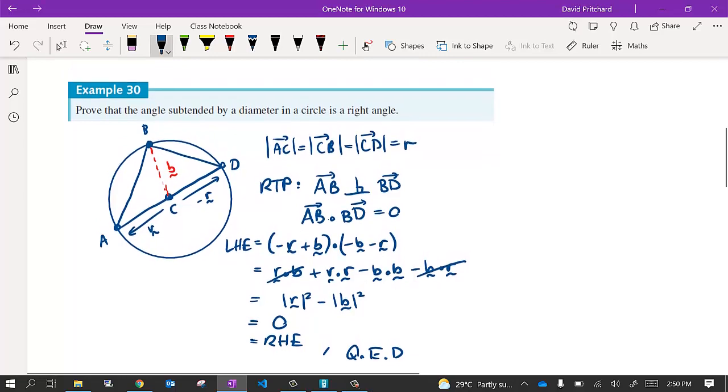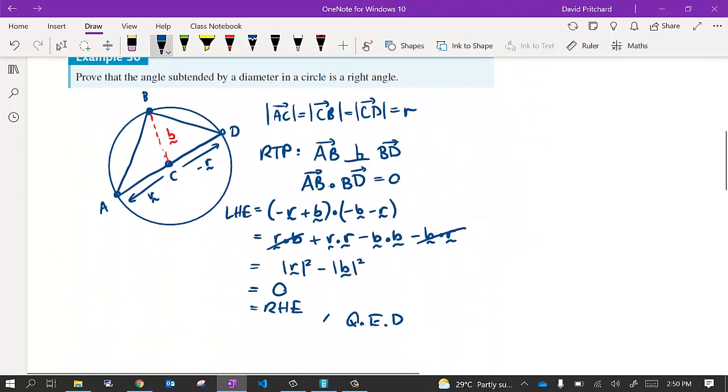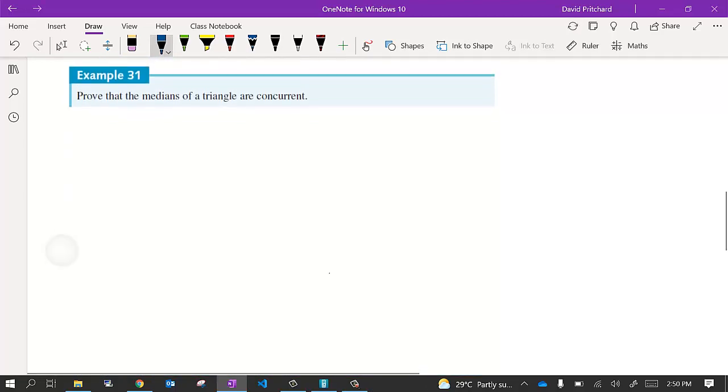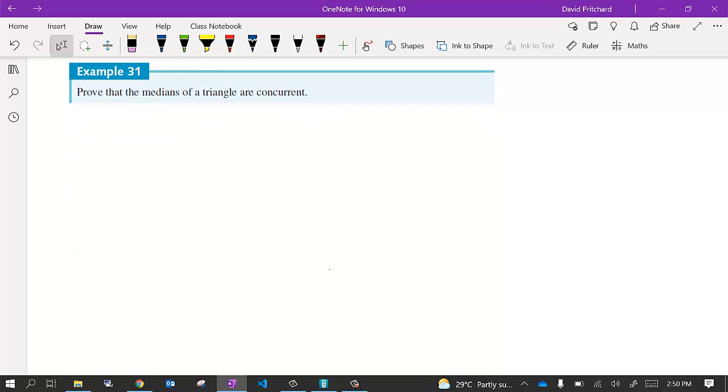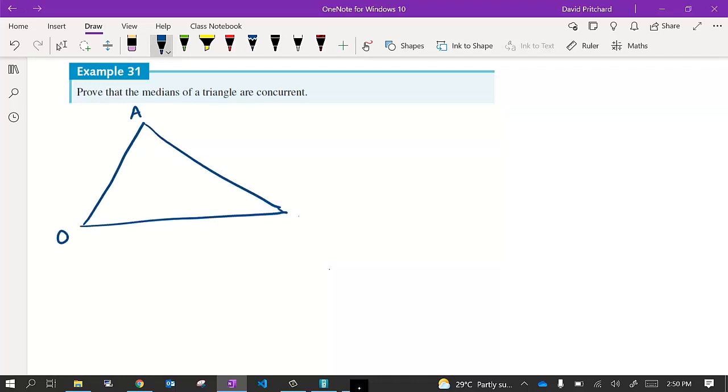Okay, so two nice straightforward ones, similar to the type of proofs we were looking at last year. Now, this next one is not simple. This next one requires us to use some ratios, and we'll have to determine those ratios and make a couple of logical jumps. So let's set up a triangle. We'll call it OAB. Here's a triangle. We want to prove that the medians are concurrent, and so that means that all the medians meet at the same point. So let's draw in our medians using black.